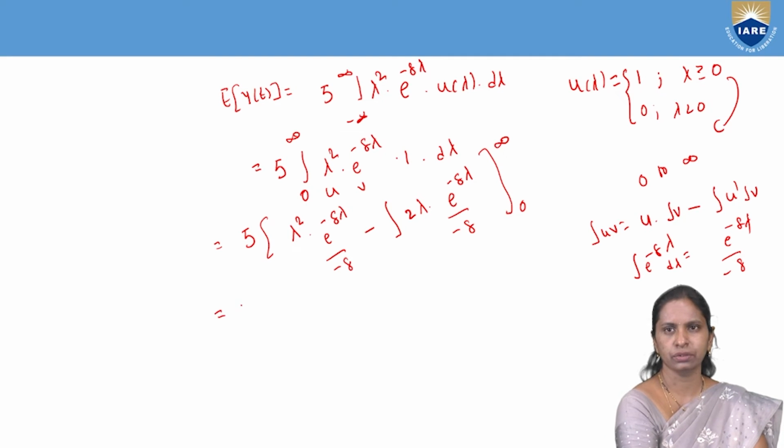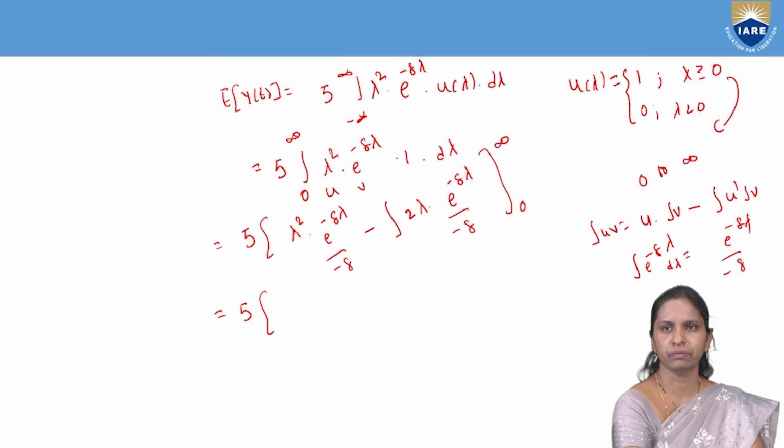So that equals 5 into, if you substitute the upper limit here, what do you get? Infinity square into e power minus 8 into infinity, nothing but e power minus infinity. What is e power minus infinity? 0. Therefore, the upper limit here is 0. What about the lower limit? Substitute lambda equals 0. So 0 square into e power 0 by minus 8. 0 into something, you are going to obtain 0.